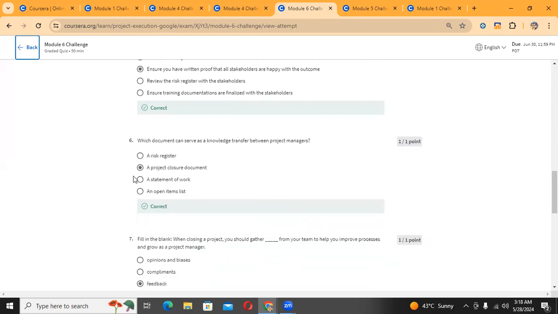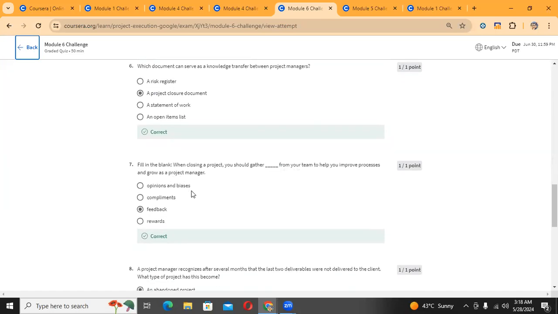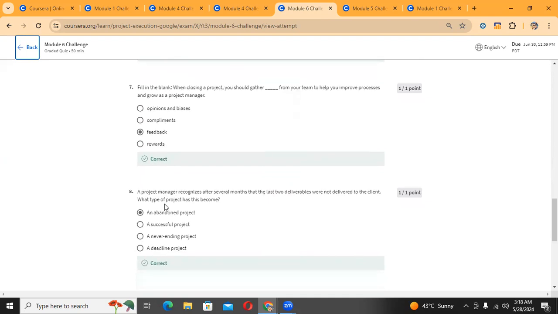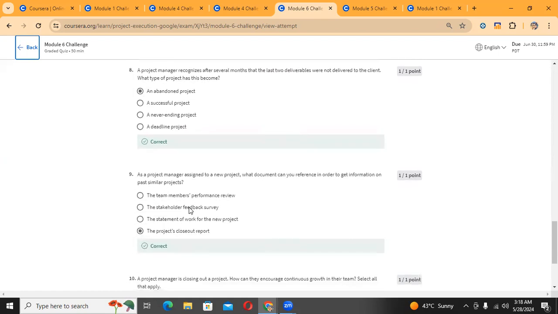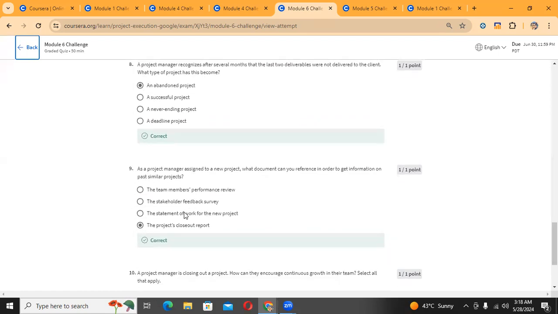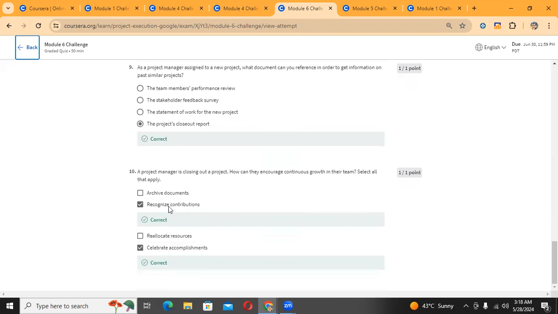And from the sixth question, the answer is project closure documents. From the seventh question, the answer is feedback. And from the eighth question, the answer is abandoned project, because scenarios where the deliverables were not delivered to the client. And from the ninth question, the answer is the project close out report. And the tenth question answer is recognizing, contributing, and celebrating accomplishment.